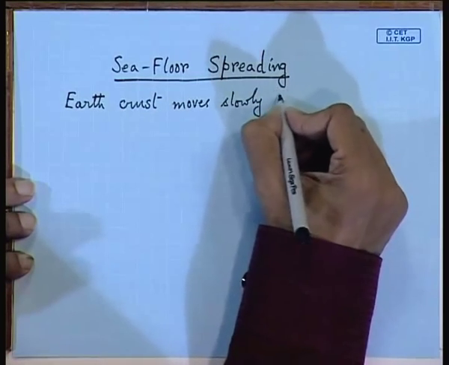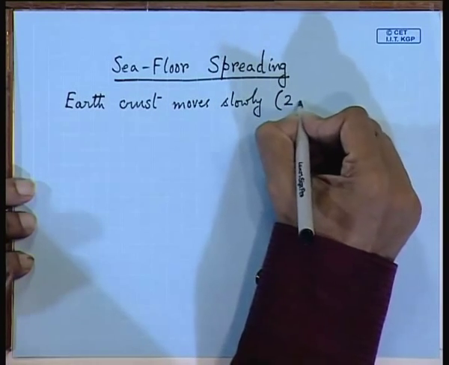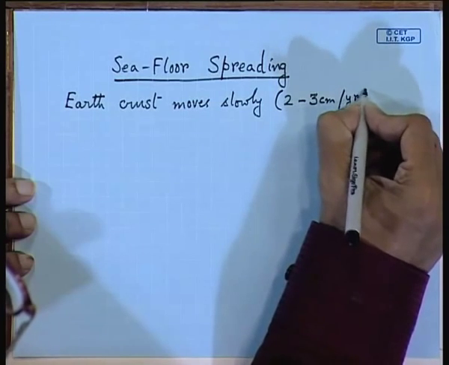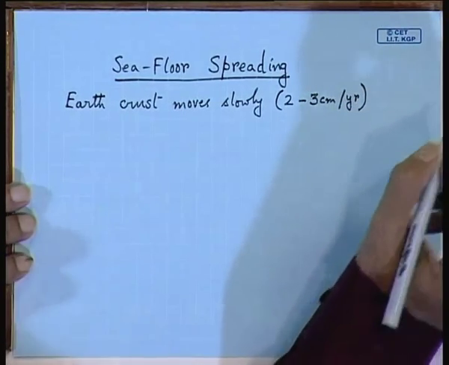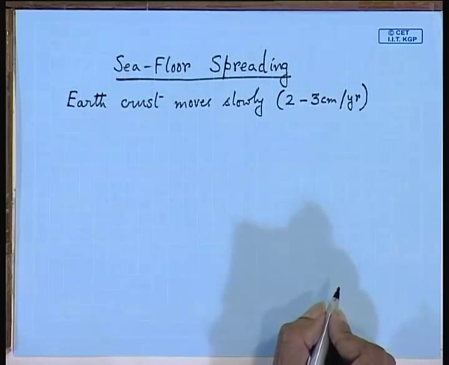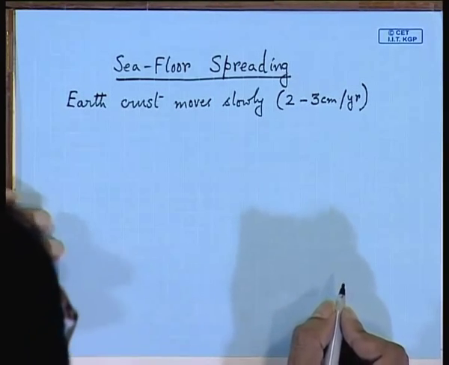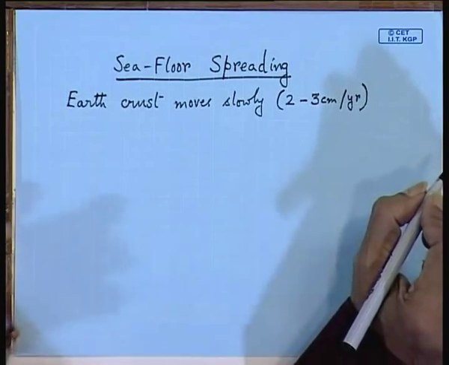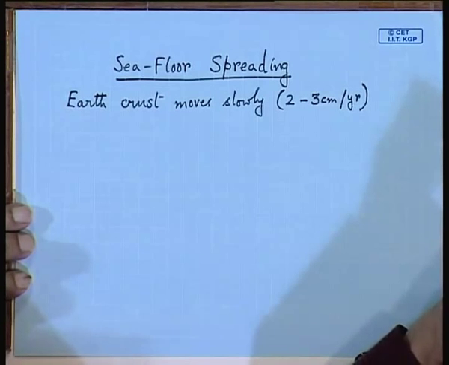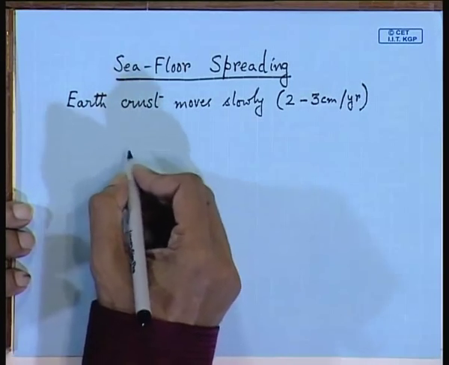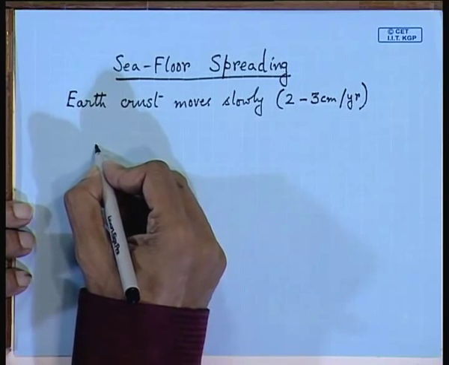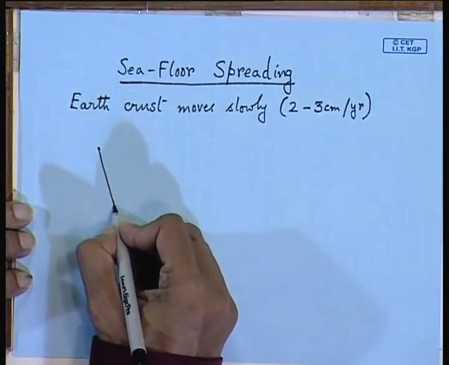What is the speed? Speed is approximately 2 to 3 centimeters per year. This is the movement of the earth's crust. This I think you will be familiar with from geology, but for your knowledge, you should know that the earth's crust on which most of your offshore structures will be situated will be moving at the rate of 2 to 3 centimeters per year. Now, in this block diagram, you will see this movement and how it is affecting you.